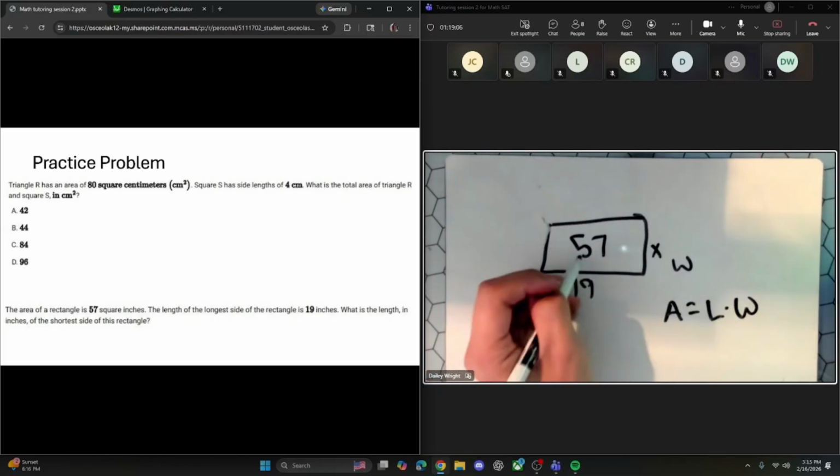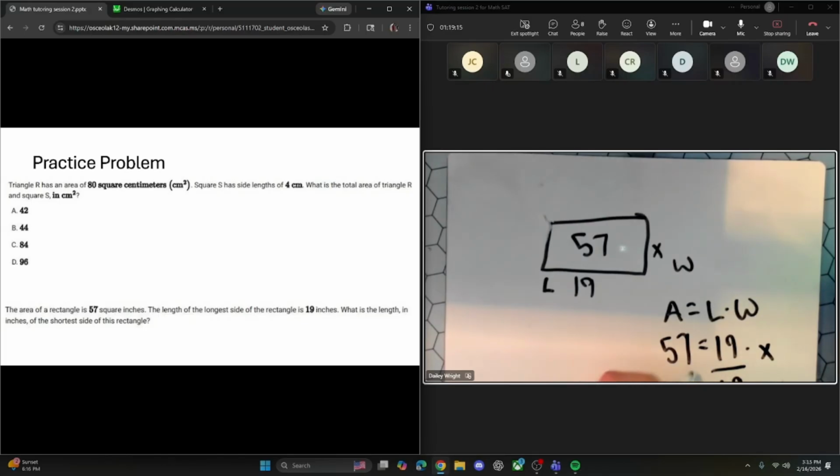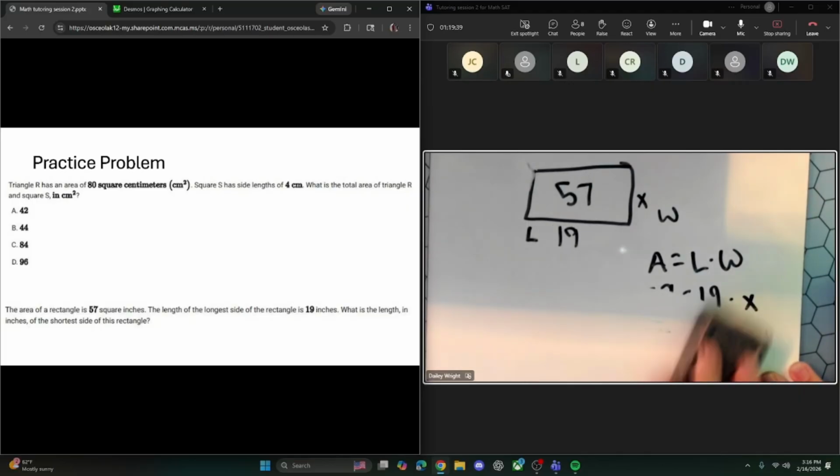So now you can plug in 57 equals 19 times x. To get rid of this 19, you would divide both sides by 19, and then x equals 3. So that would be the length of the shortest side of the rectangle. You're basically reverse solving from the area to find the side length.